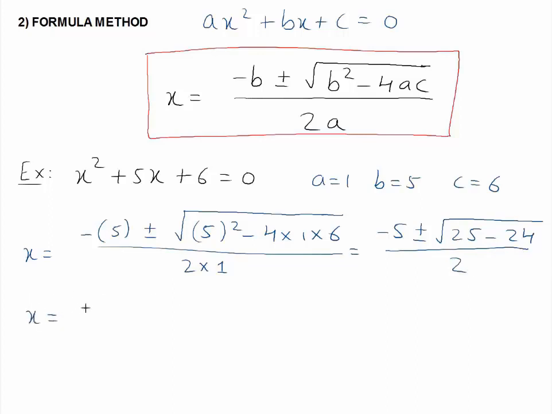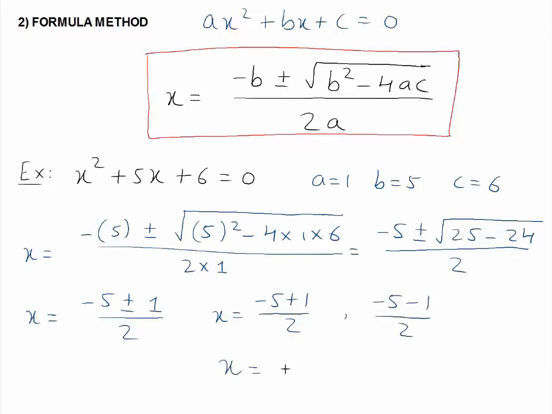So we will get x equals minus 5 plus minus. So this is 1. Root 1 we will get 1 whole divided by 2. Now this plus minus means that once we take x equals minus 5 plus 1 by 2, and in second case we take minus 5 minus 1 by 2.